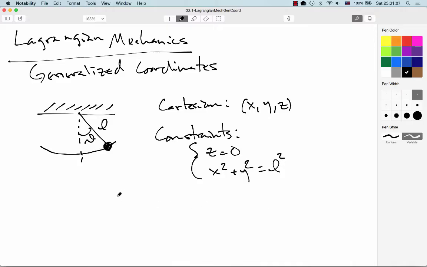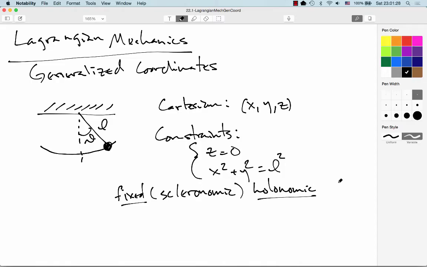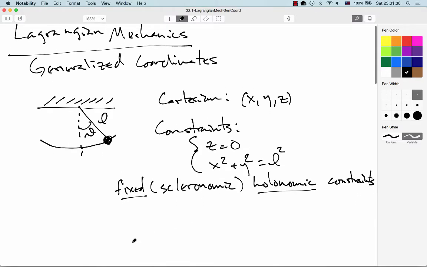Now these constraints are examples of what we call fixed, or the fancier name for it is scleronomic, S-C-L-E-R-O-N-O-M-I-C. Can probably win some bets on that one. Holonomic constraints. We'll define all these in turn, so we'll define all this better in a little bit.